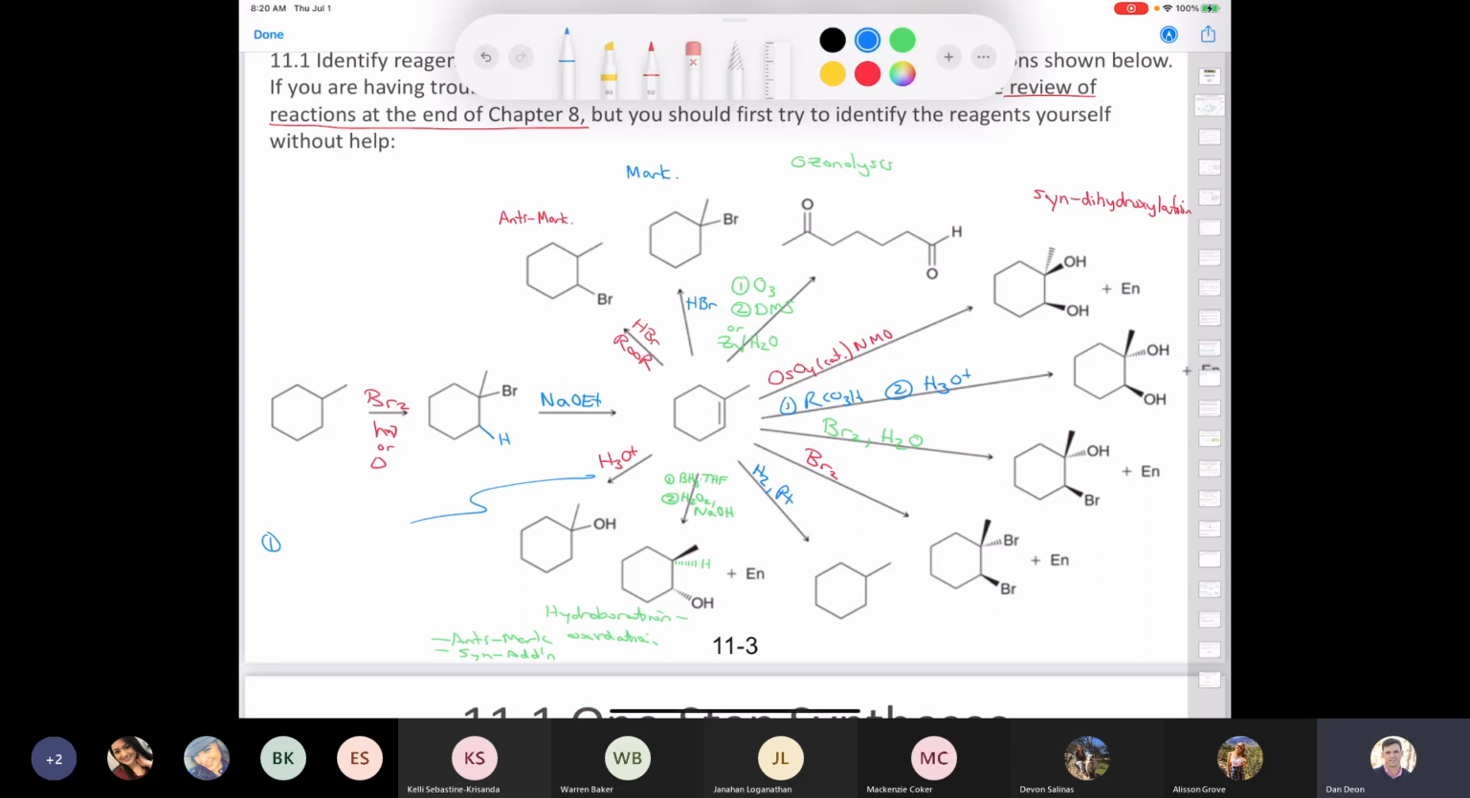But just to jog your memory, the conditions are to use mercuric acetate in the first step with water. And then in the second step, we use sodium borohydride. So it's really the only reaction that we looked at in detail that's not covered in these reactions. But again, you could use it for this transformation. It's just that there's no need, since there's no carbocation rearrangement to worry about.